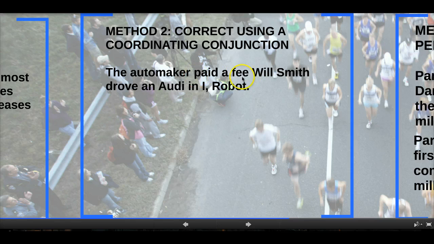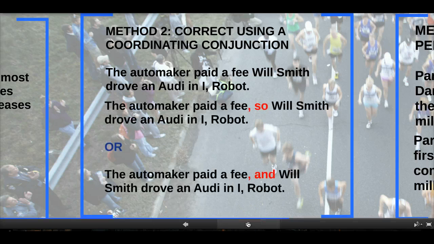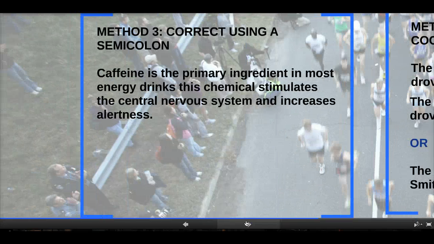So it seems like somewhere in here is where I need to put an indication that these are two separate ideas. If I want to do that with a comma and a coordinating conjunction, or a FANBOYS word, I can do it this way. The automaker paid a fee, comma, so Will Smith drove an Audi in iRobot. Or I could say, the automaker paid a fee, comma, and Will Smith drove an Audi in iRobot. Both of those make sense. So that's method 2. Method 3, if you remember, is to correct using a semicolon.